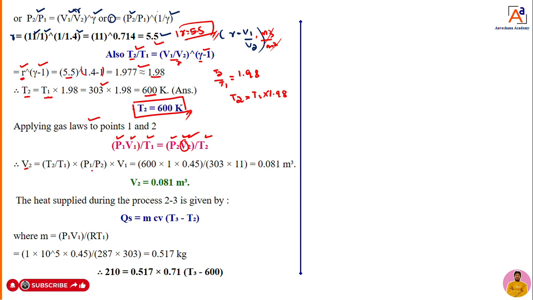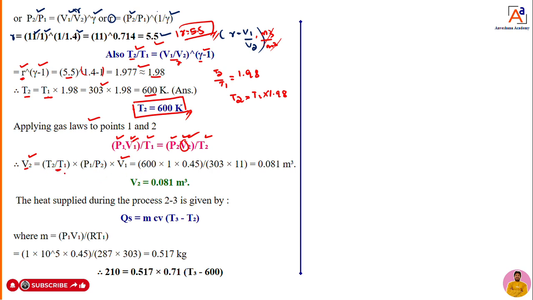I will modify this equation, then I will try to take the value of V2 outside. So V2 is equal to T2 by T1 into P1 by P2 into V1. So now, P1 by P2, then T2 by T1, next multiplied with V1.